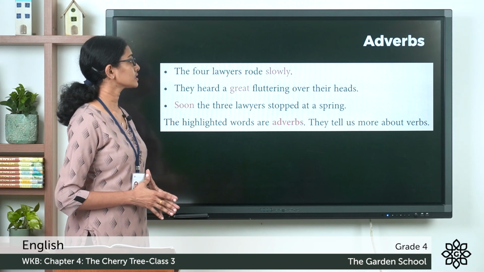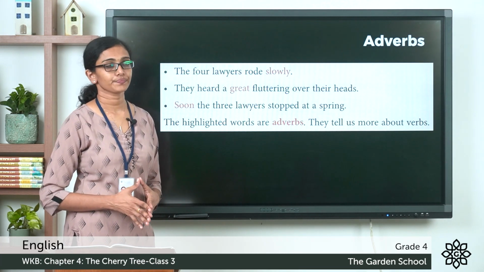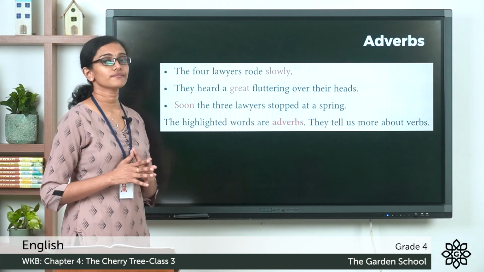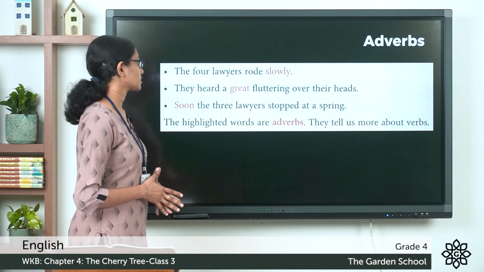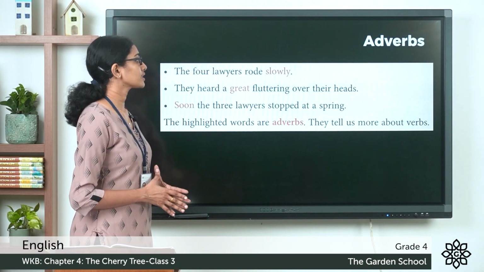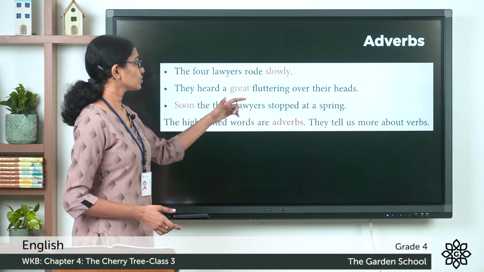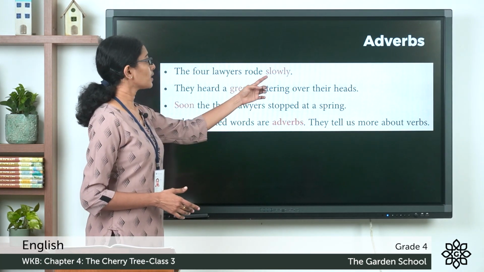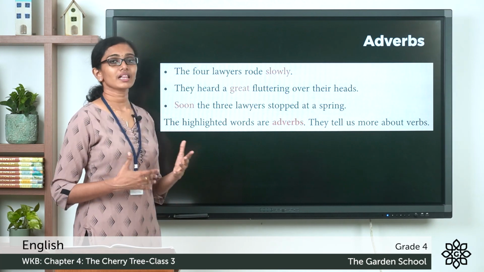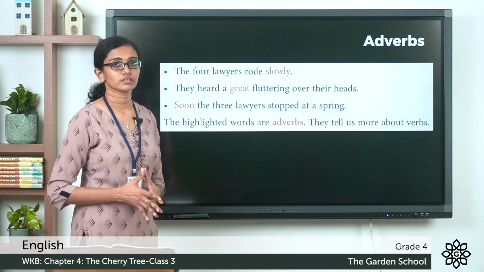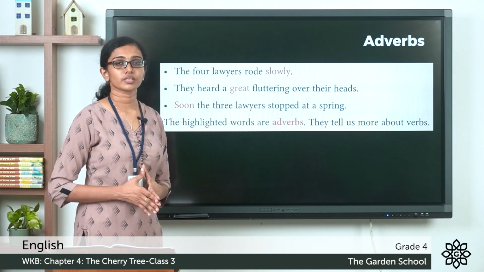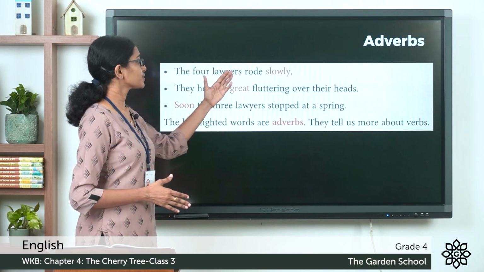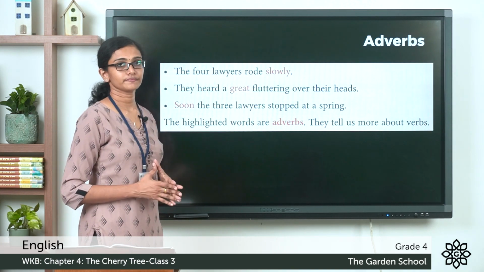The four lawyers rode slowly. They heard a great fluttering over their heads. Soon the three lawyers stopped at a spring. You see the words given in a different color here. Here the word slowly shows the manner of that action, how the action was completed. The four lawyers rode slowly.